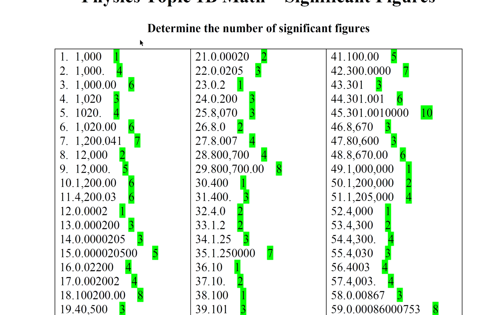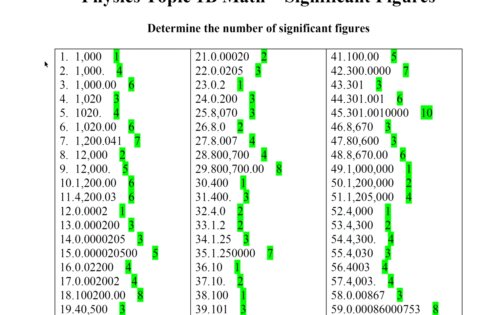So question 1, how many significant figures are in the number 1000? A very common mistake is to say 4. In fact, the solution is only 1 because the zeros after the 1 do not count, so they are not significant. Only the 1 is significant. So for question number 1, the answer is 1.